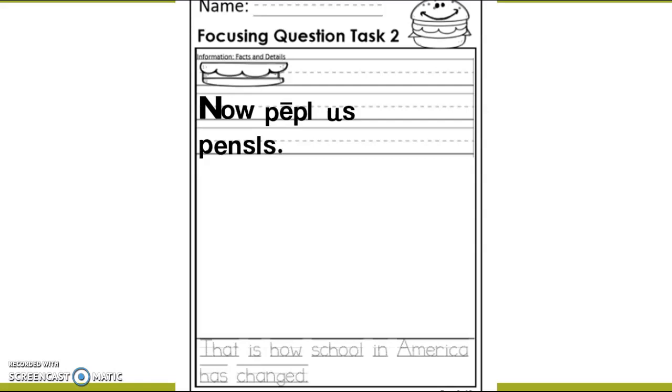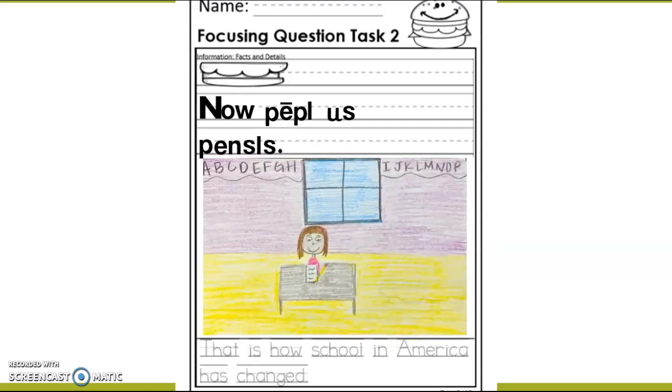Yes, our period. I'm going to read the sentence back to you. Now people use pencils. And Miss Rodriguez drew a student in our classroom using a pencil because our classroom does look different than the classrooms from long ago. And at the very bottom, you're going to trace the conclusion. The conclusion says, that is how school in America has changed. So we had our topic statement, we added 2 details, and our conclusion is added at the bottom.